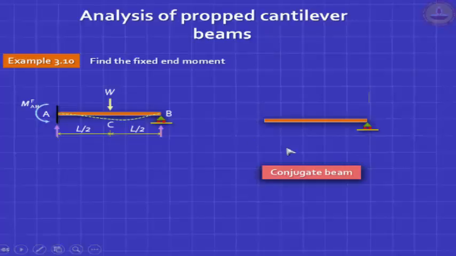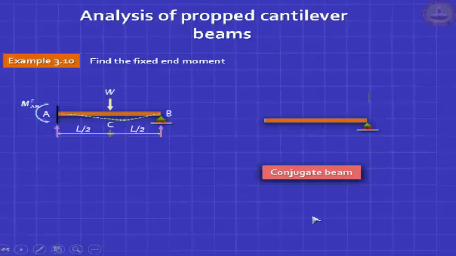You might say this is unstable, something is wrong. Nothing is wrong. You are not going to build these beams. Don't ever build such beams. But you can imagine such beams. This is not a real beam. This is a conjugate beam. This is the real beam. The real beam should be stable. The imaginary beam need not be stable, it can be self-equilibrating.